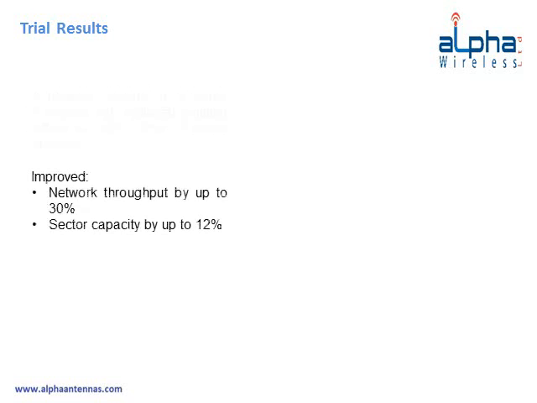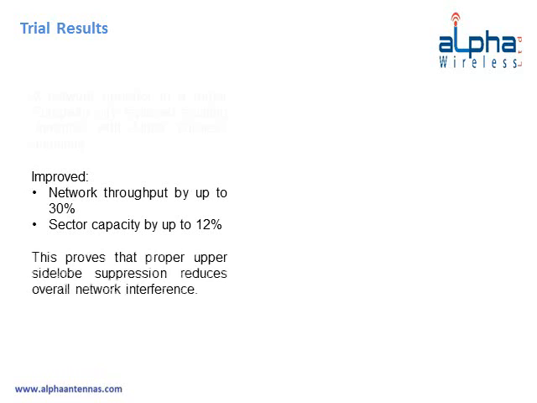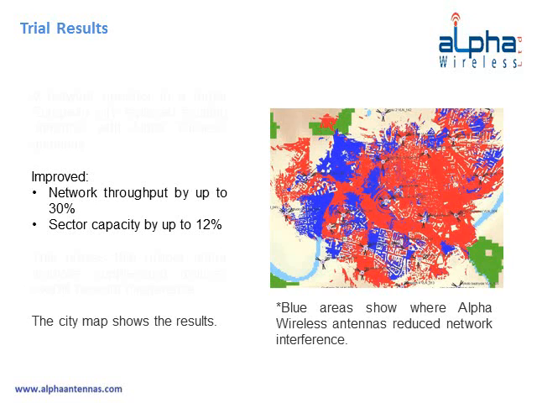They experienced a reduction in interference, and as a result, a network throughput improvement of up to 30% and a sector capacity increase of up to 12% in certain areas of their existing network. Correct upper side lobe suppression was identified as the primary reason. The city map shows in blue the areas where these improvements were detected.